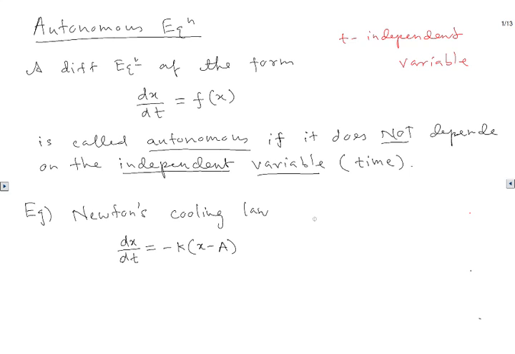For example, let's say we have a coffee cup, and we're going to measure the temperature of it. So x is the temperature of the cup, and a is the outside temperature, or what we call the ambient temperature.